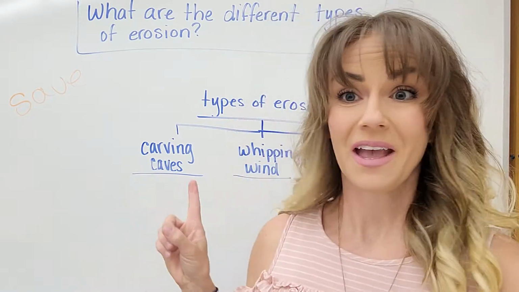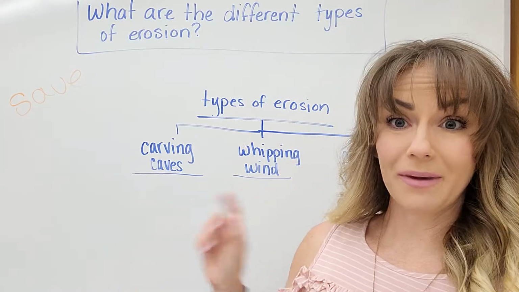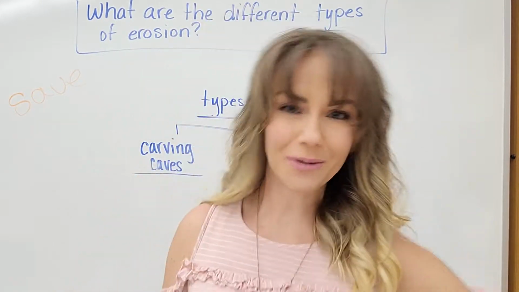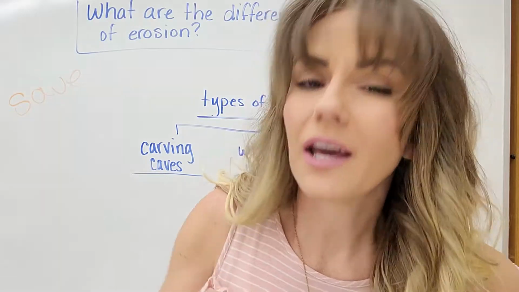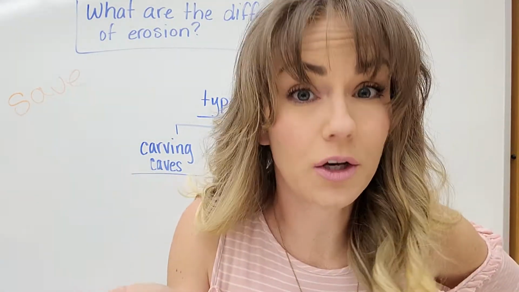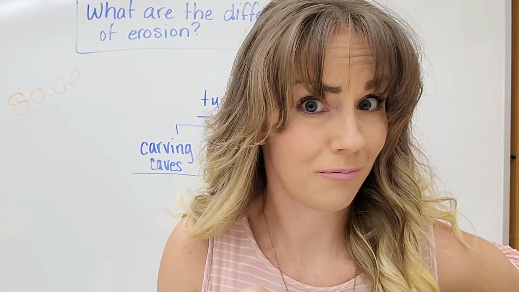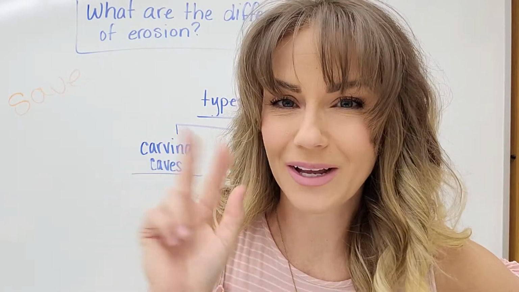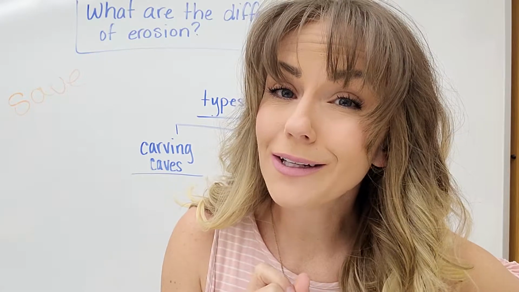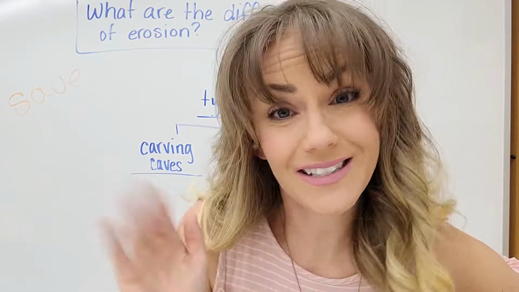They're right behind me. Carving caves, whipping wind, and fast erosion. So I'm going to move out of the way. You get this copied down. If you need a new map, that's okay. If you don't need a new map, because you have plenty of room to add the last 3 branches of our tree map, then you're good to go. Copy down these last 3 branches and let's get started.